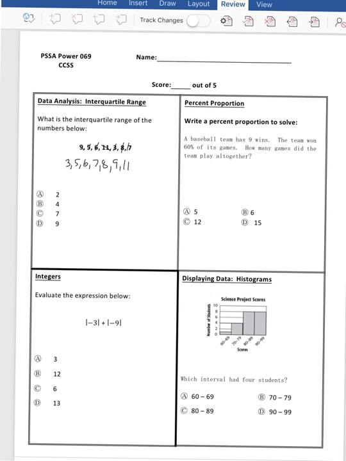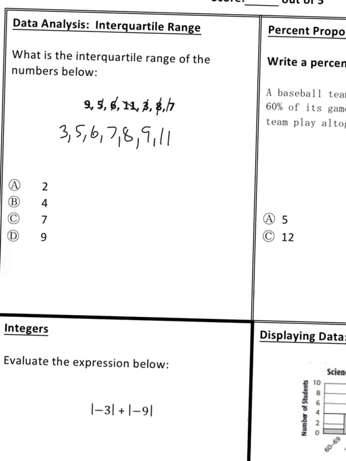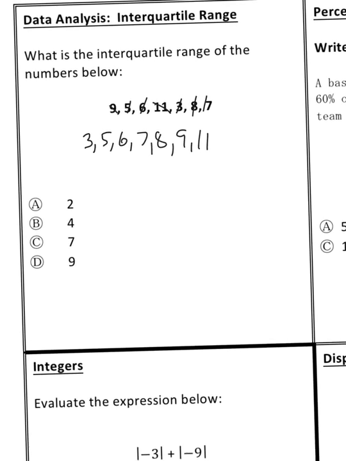Okay, time for PSSA Power 69. Make sure you already did it, and now you're just checking and correcting answers. So in the first problem, I have to find the interquartile range of the numbers below.